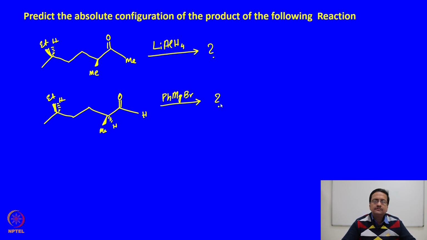So, if you are able to solve these two problems yourself, then you should solve other problems related to this Cram's rule and Felkin-Anh rule available in some standard textbooks. So, those things you should practice yourself, and we may discuss some other problems on this type of stereoselectivity and stereospecificity at a later stage if we get time in this course.